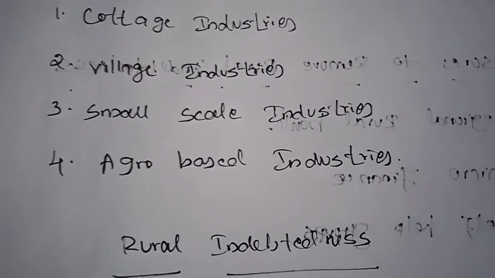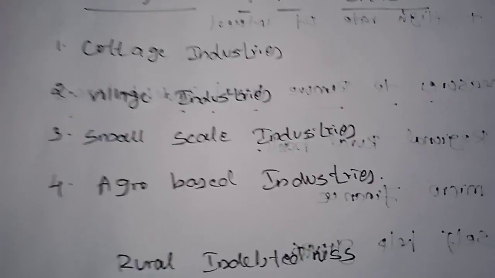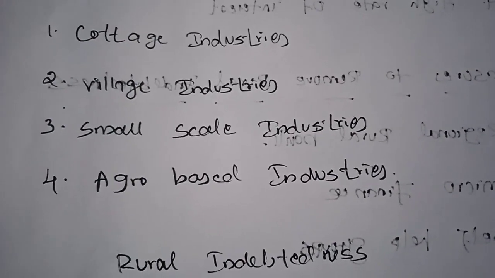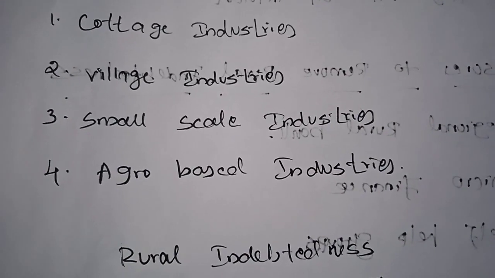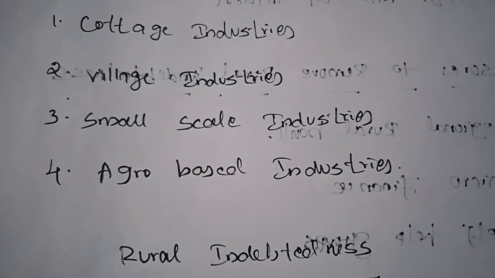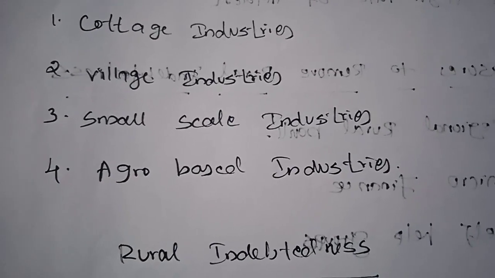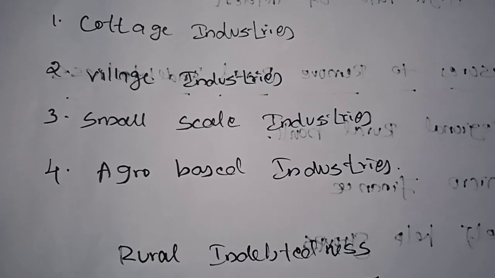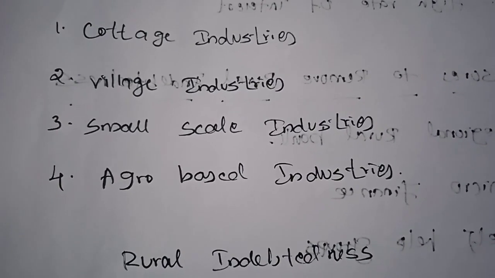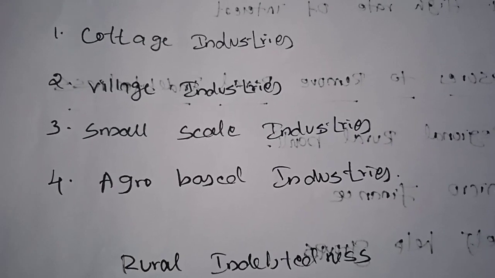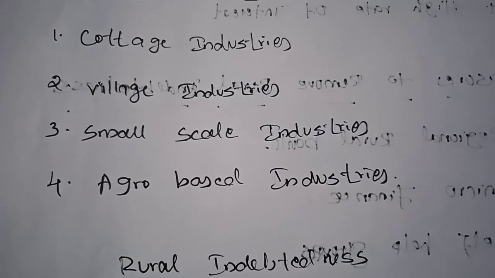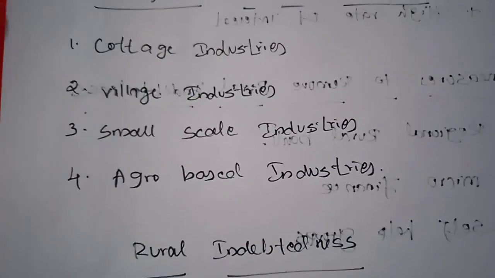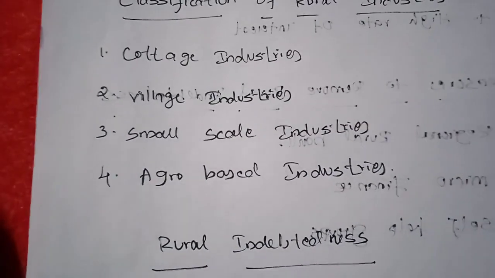Next is small scale industries. We have already studied small scale industries. When compared to the large scale industries, nearly 60 percent of the gross domestic product is earned by the small scale industries only. Most small scale industries are located near urban centers. Sometimes some small scale industries are also established in these urbanized areas.